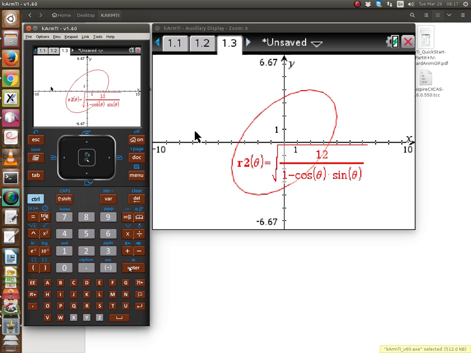And there you go. So you have an ellipse with a little rotational symmetry. This is crazy talk, right?